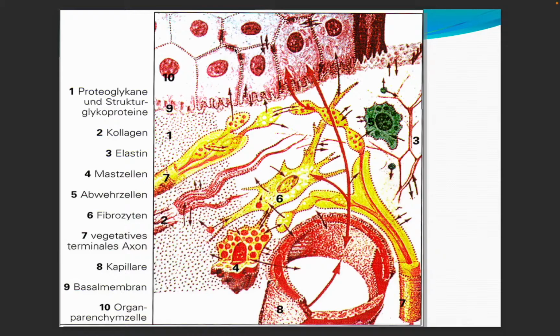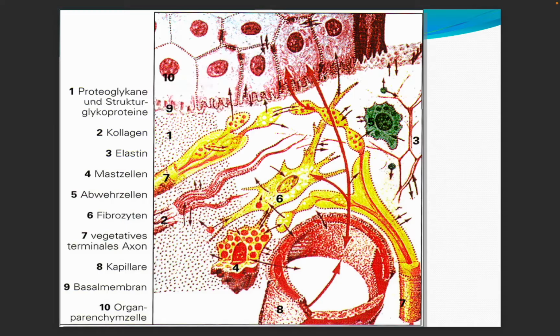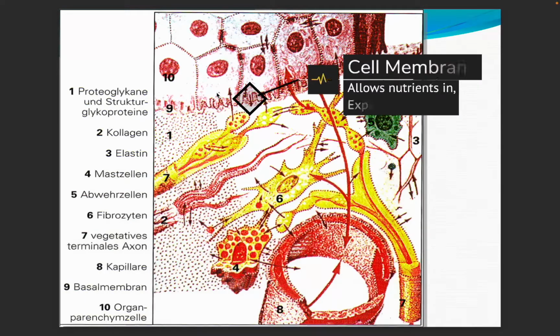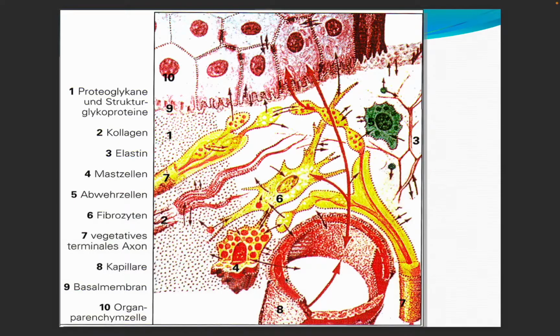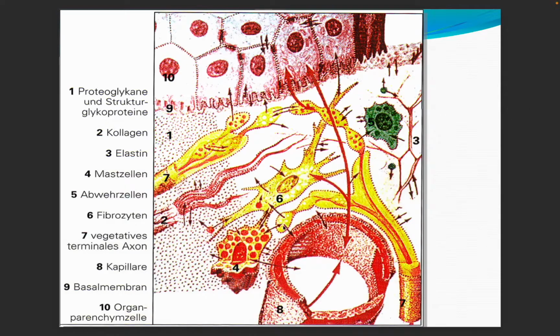And then over here, we see some cells of a tissue of an organ. All right, so that's organ parenchyma. And 9 represents the membrane of these cells. Very, very technical, but we can handle it. Number 8 is a capillary, which is a very small blood vessel carrying oxygen and nutrients towards the cells. And this guy here is one of the most important things that we need to know about.